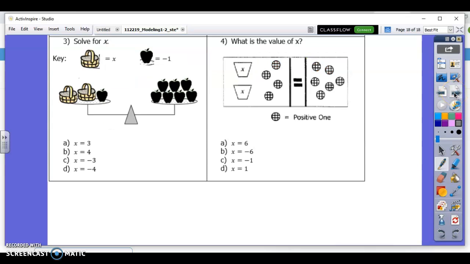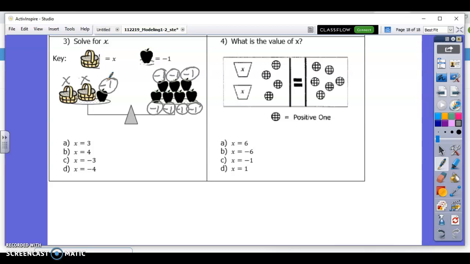All right, number 3. So this time we have pictures instead of little boxes. But what it does is it gives you a key and it says every time you see a little basket, that's an X. So what you could do is just put X's here. If you see an apple, that's a negative 1. So over here I have, so if you'd rather have that, you can do that. It doesn't matter. Whatever makes it more understandable for you, go ahead and get after it.